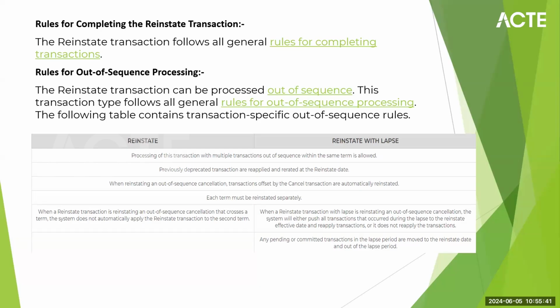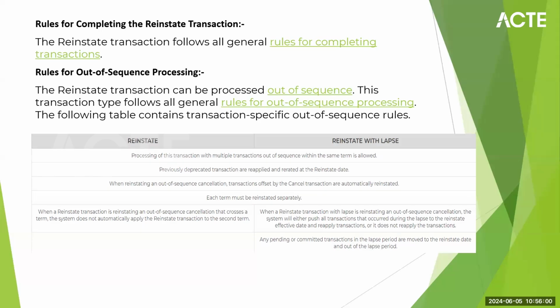When reinstating an out-of-sequence cancellation, the transactions offset by the cancel transaction are automatically reinstated. Nothing but the cancel transaction will be reverted back, and whatever the previous transactions are, the details will be the same as they were. Each term must be reinstated separately.